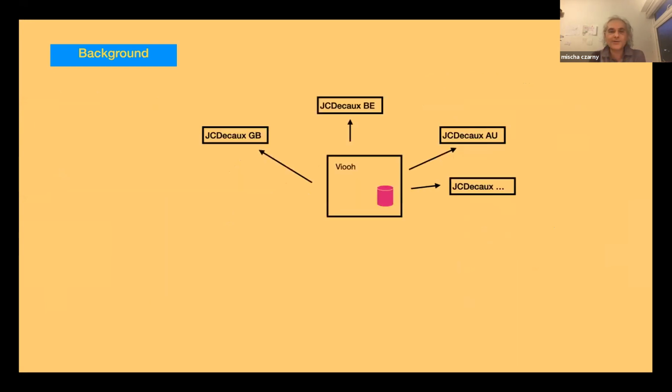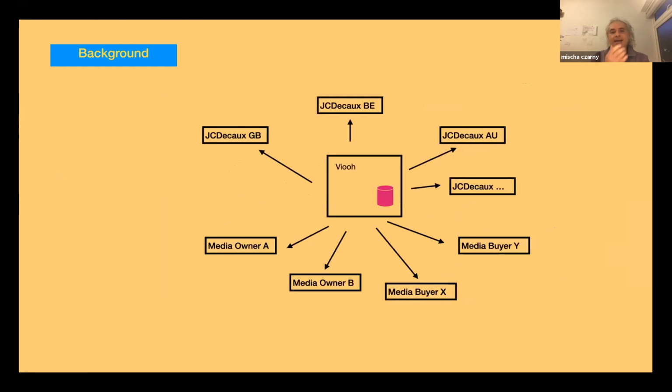So as it turns out, JCDecaux is not one unit, it is many units distributed all over the world. And as it also turns out, we want to push data not only to JCDecaux, but as I've mentioned before, we want to serve other companies as well. And these might be major owners, so people who have these screens like the bus shelter or at airports, but also media buyers. These are then big companies who want to buy advertising, or the agencies in between.